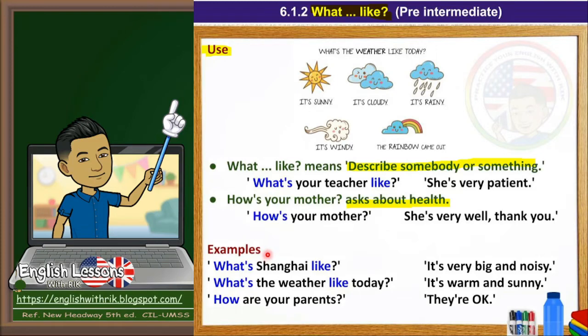Here are some more examples. What's Shanghai like? It's very big and noisy. What's the weather like today? It's warm and sunny. How are your parents? They're okay.